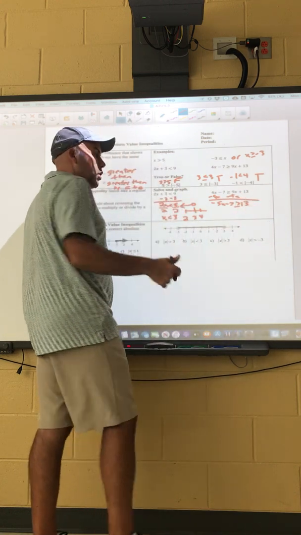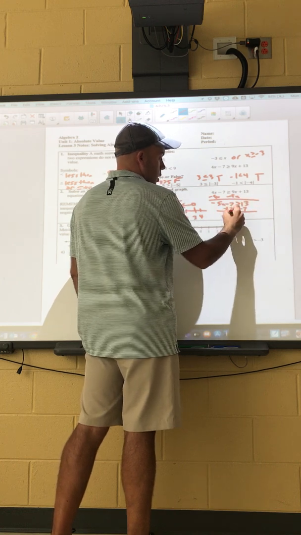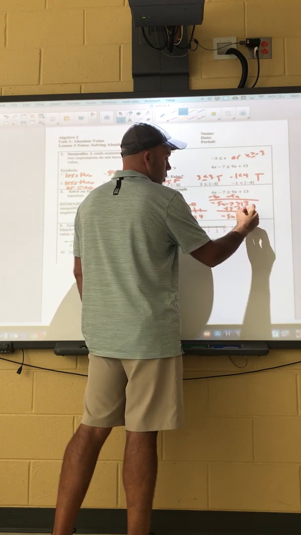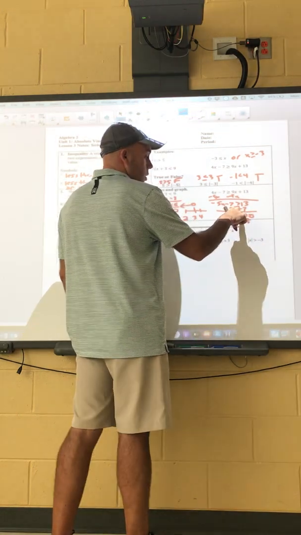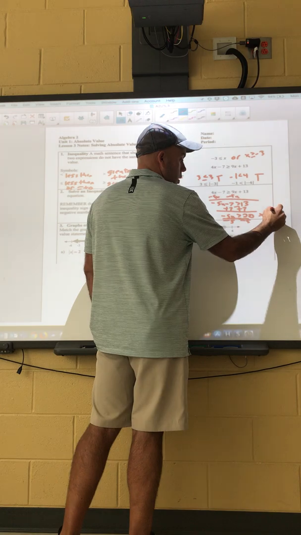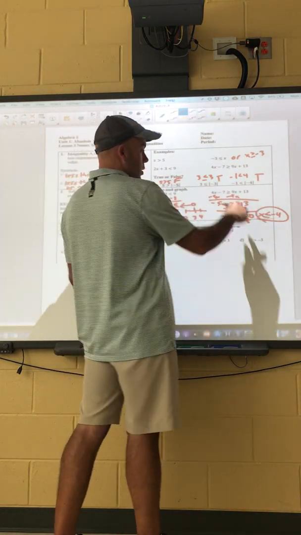Now we need to solve for x. So we got a couple more steps. Add 7 to both sides, we're going to get -5x is greater than or equal to 20. Now we're going to divide by -5 on both sides, so that's going to give us x is less than or equal to -4. Now let's put that on the number line.